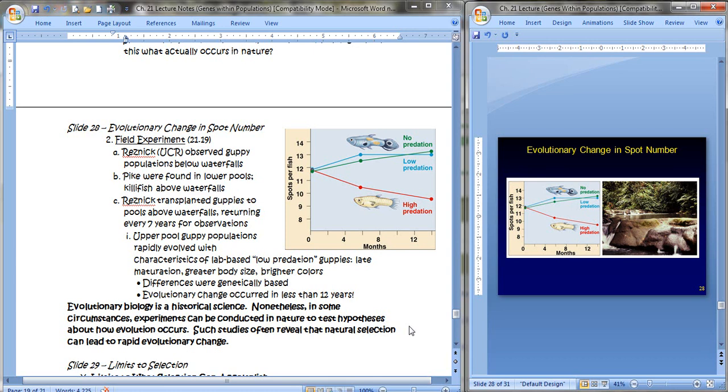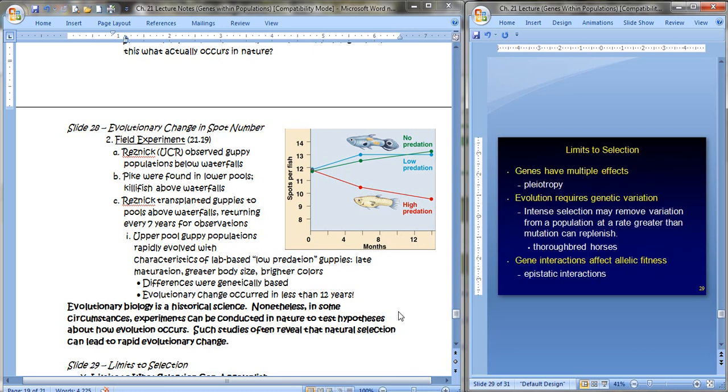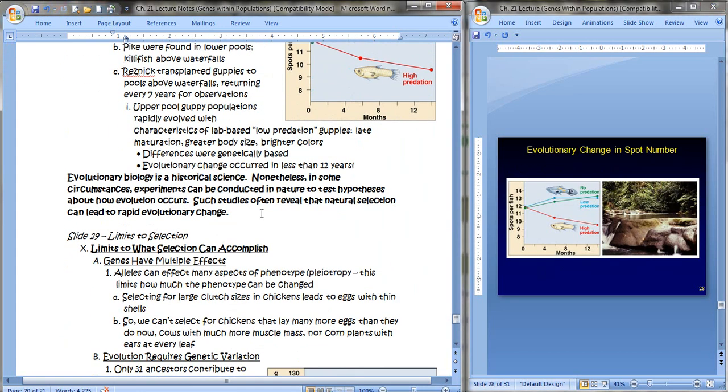So they found a natural setting with these drab-colored guppies in the lower pools, and then they put some of them in the upper pools where there were killifish. Upon their observations, they discovered that the upper pool guppy populations, that is funny to say, rapidly evolved with characteristics of lab-based low predation guppies. So what happened is these fish had later maturation, a bigger body size, and brighter colors. And the differences, when they analyzed them, were genetically based. And the evolutionary change occurred in less than 12 years. Very, very interesting, the fact that they saw that occur so quickly.